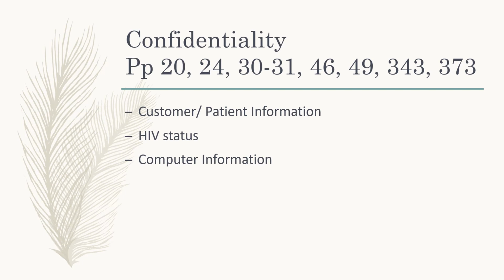Confidentiality will be covered in greater detail on pages 20, 24, 30 through 31, 46, 49, 343, and 373. It'll cover such items as customer patient information, HIV status, which is particularly important to keep confidential, computer information, mental illness rights. All of that will be covered under these textbook pages.